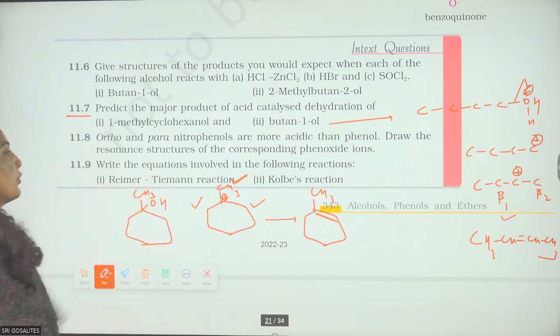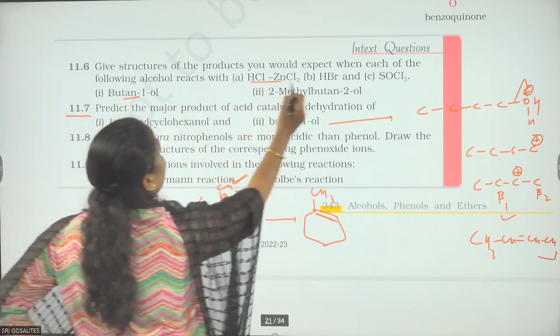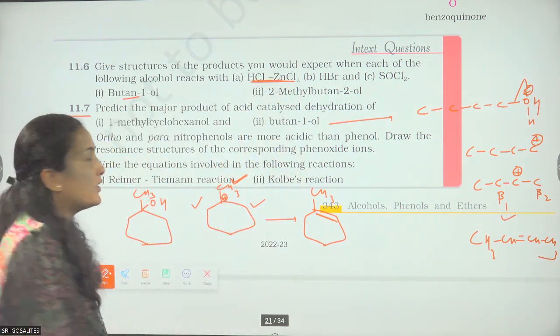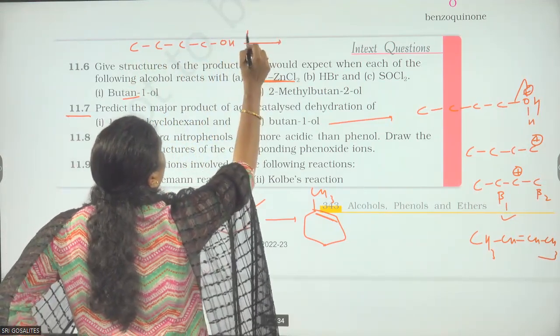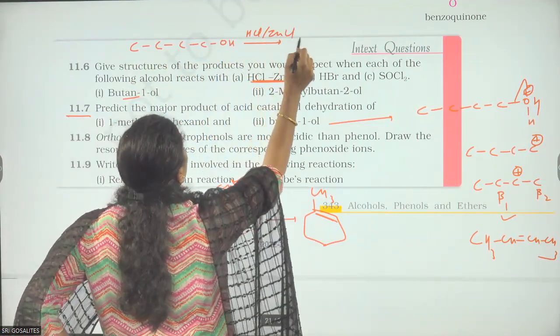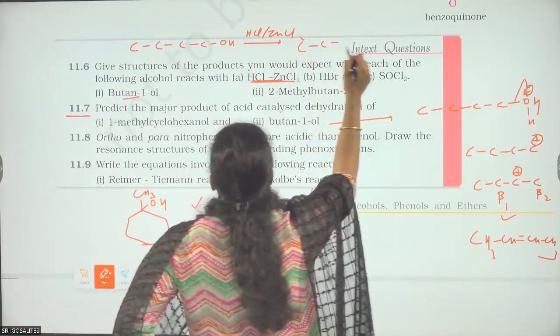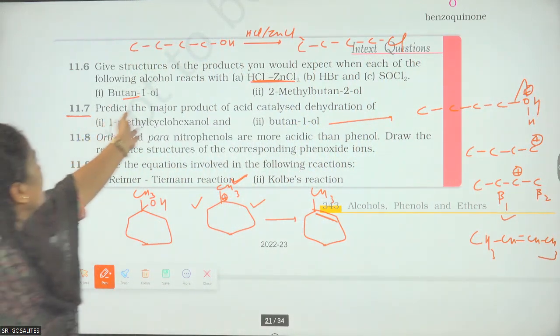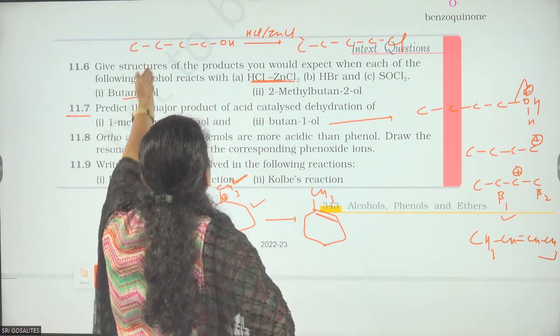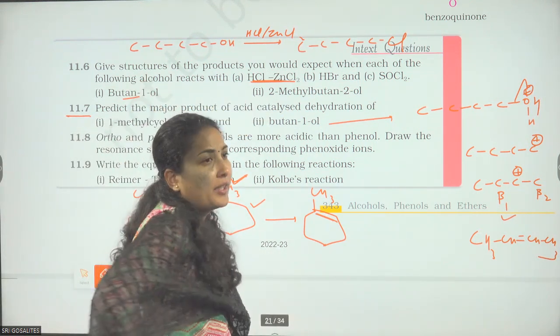So they've asked you to write down the Reimer-Tiemann reaction, Kolbe reaction. Now they've asked what product you expect when each of them reacts with HCl, ZnCl2. That is Lucas reagent. You simply have this OH, and if you write HCl, ZnCl2, you just replace OH by Cl. HBr, the same thing. With HBr, just remove OH, put Br over there.